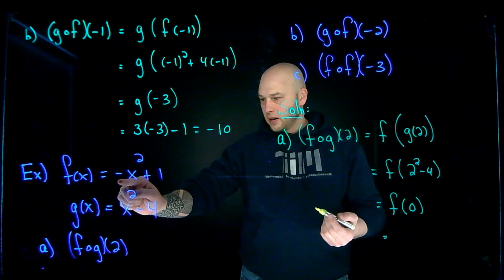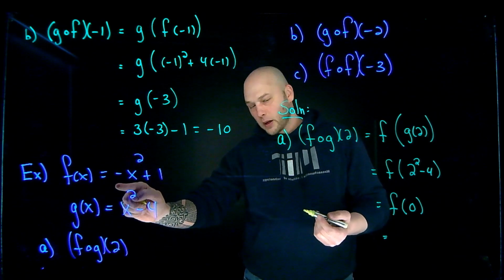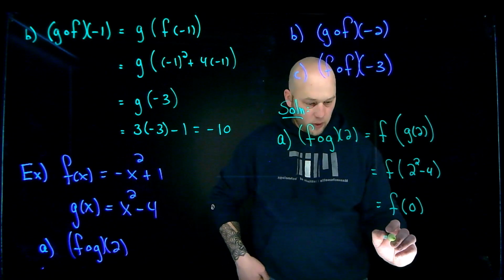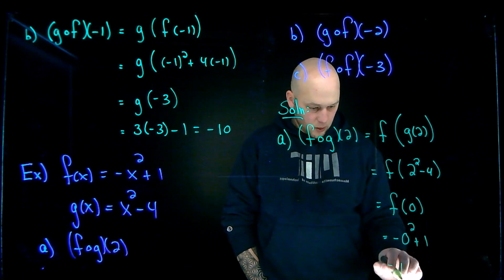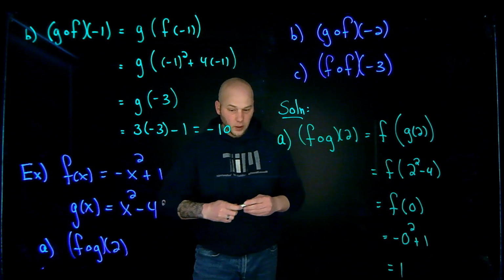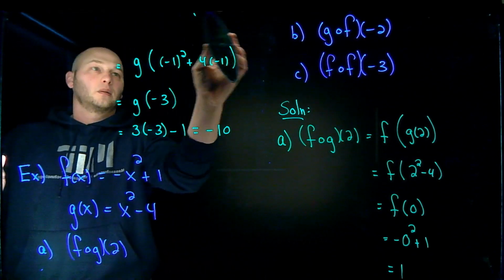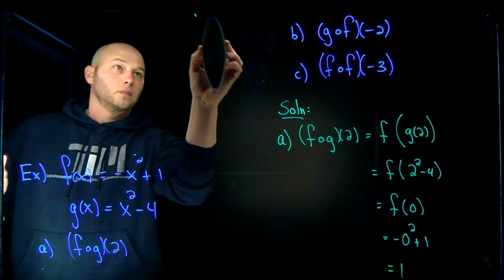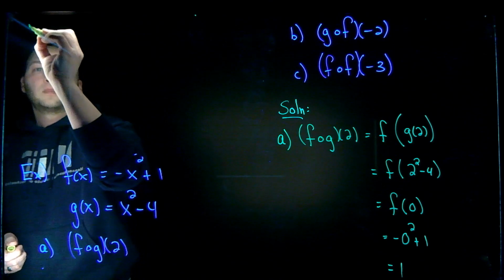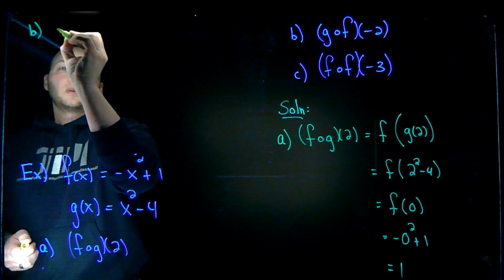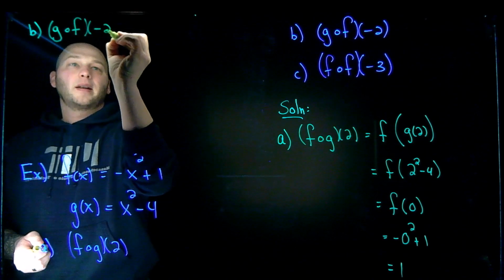I'm going to use that input for my function f. F takes the input, squares it, multiplies by -1, and then adds 1. That means I would have -0 squared plus 1, which of course is positive 1. Okay, clean this up, and then let's do B and C. For B, g of f evaluated at -2.